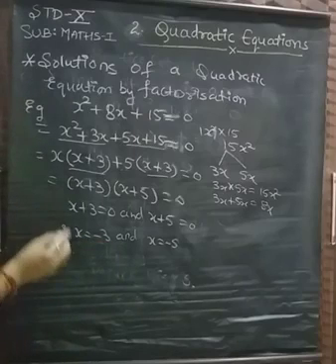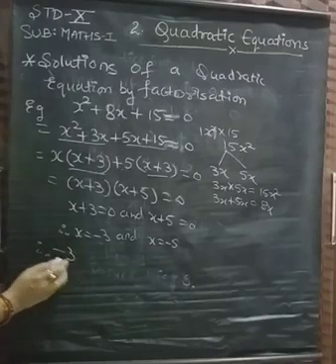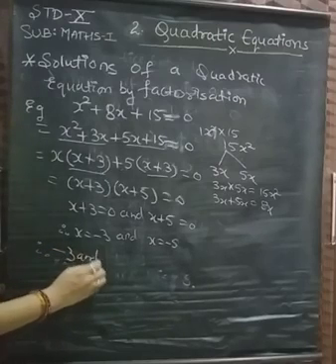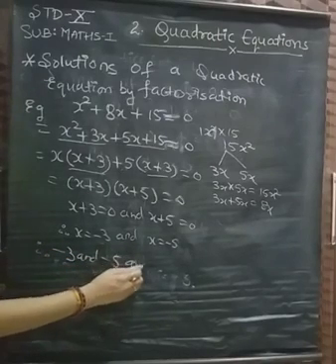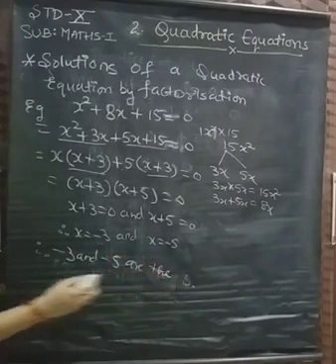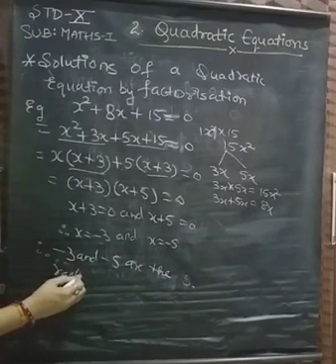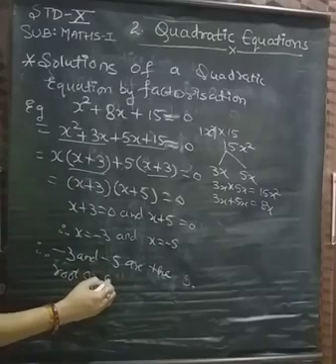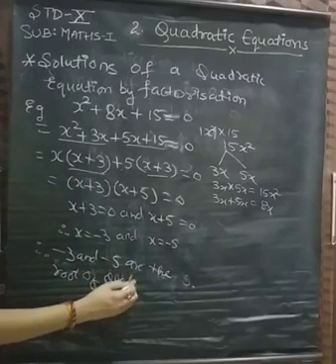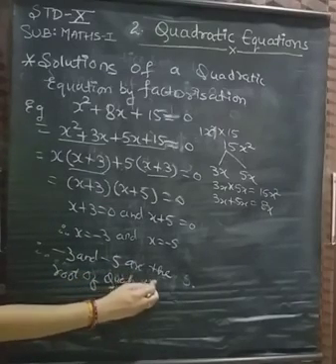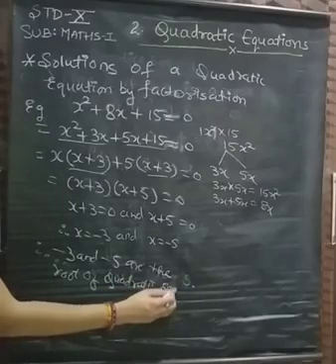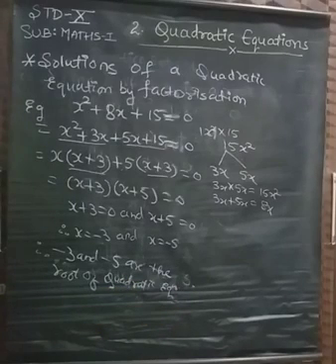Okay? Therefore minus 3 and minus 5 are the roots of the quadratic equation. Clear? Understood? Okay. So this is how you are going to solve your second exercise. So we'll see one sum from the exercise.